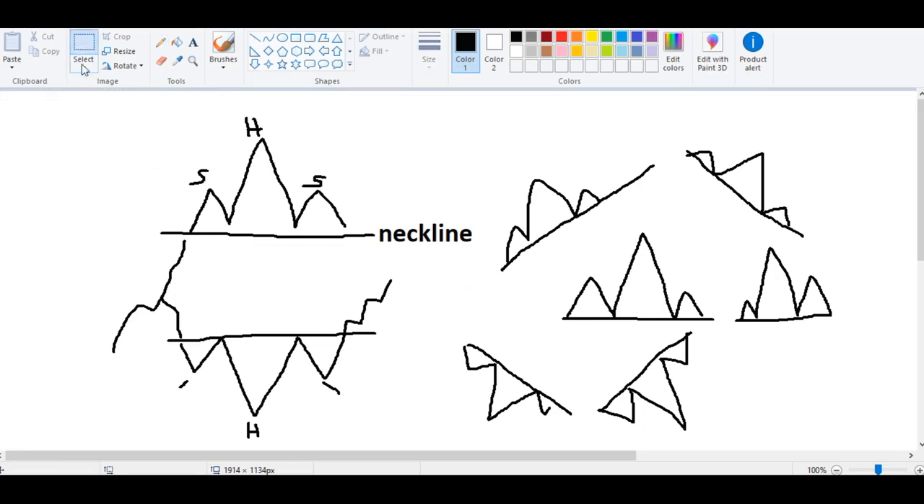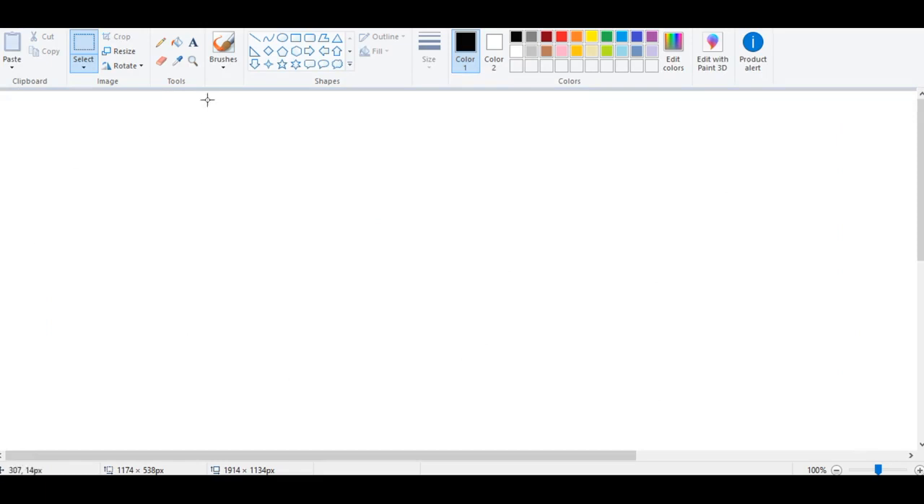Now let's get to the trading part. How do we trade this particular pattern? We need to keep one thing in mind, that this is a breakout pattern, right? Price patterns which repeat over history are nothing but breakout patterns.